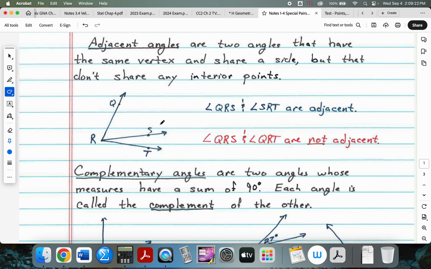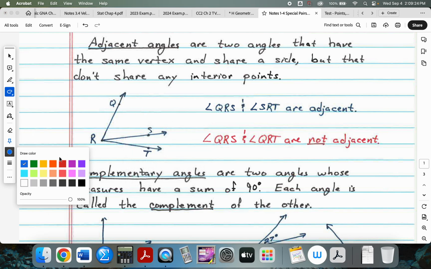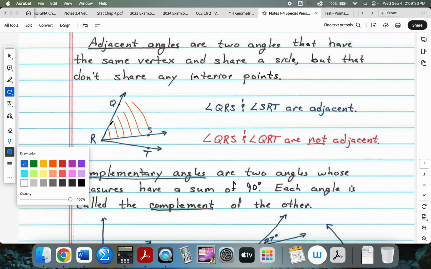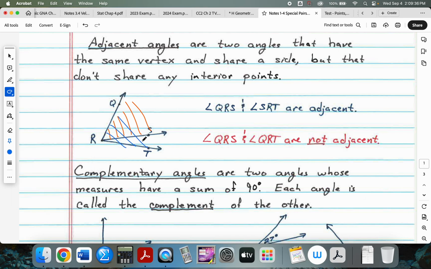As opposed to, let me show you this one. This one also starts with QRS, but then it talks about QRT. So from Q all the way around to T is this angle. Are those next to each other? No, those overlap each other. That would be like if Mr. Bauer's room was partly inside of my room. Okay, that's not adjacent. To be adjacent, they have to share a wall in between them. They have to have a side that they share and their interiors can't overlap.